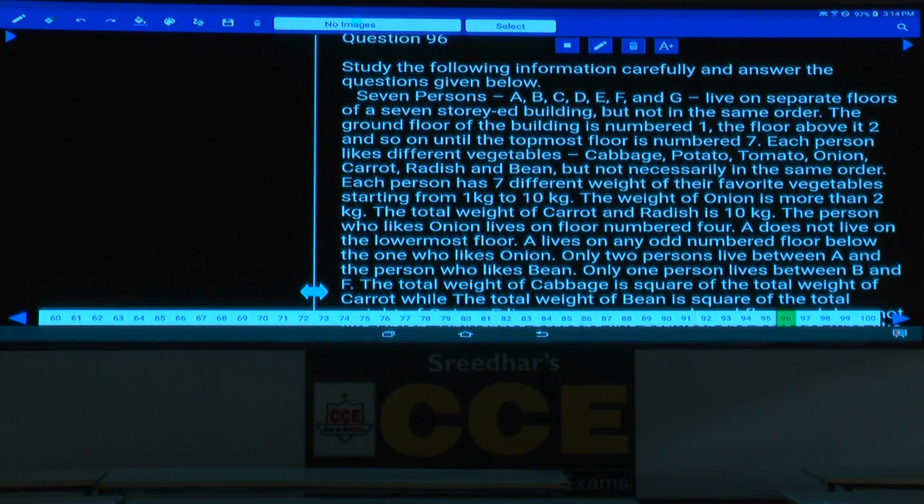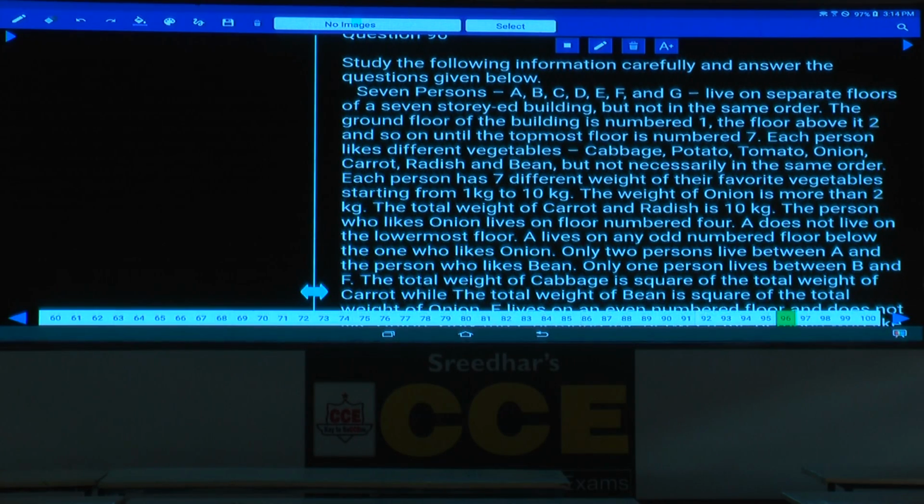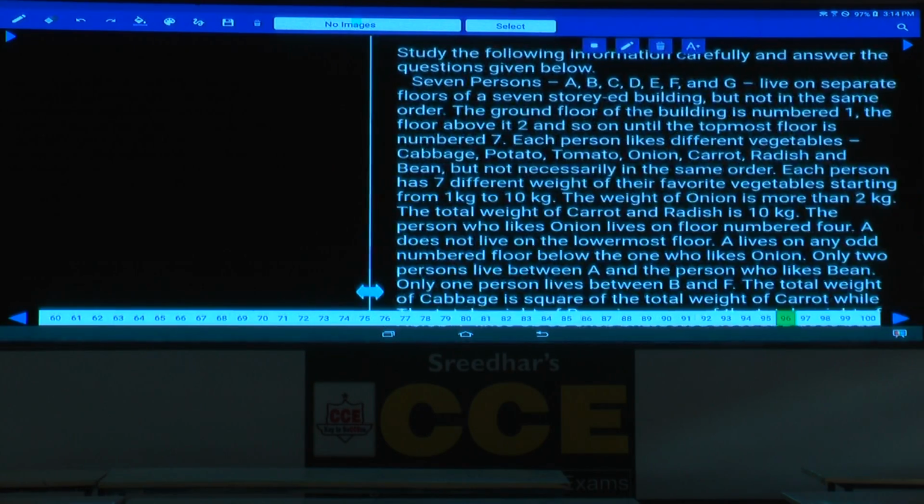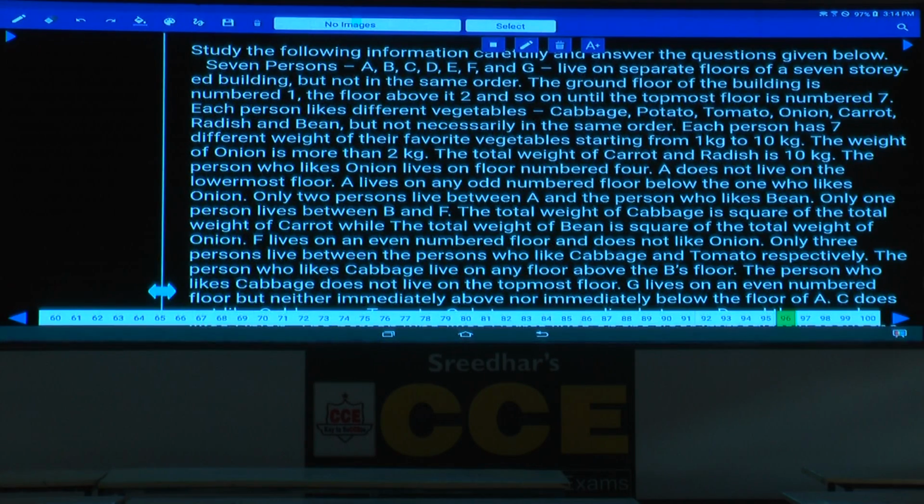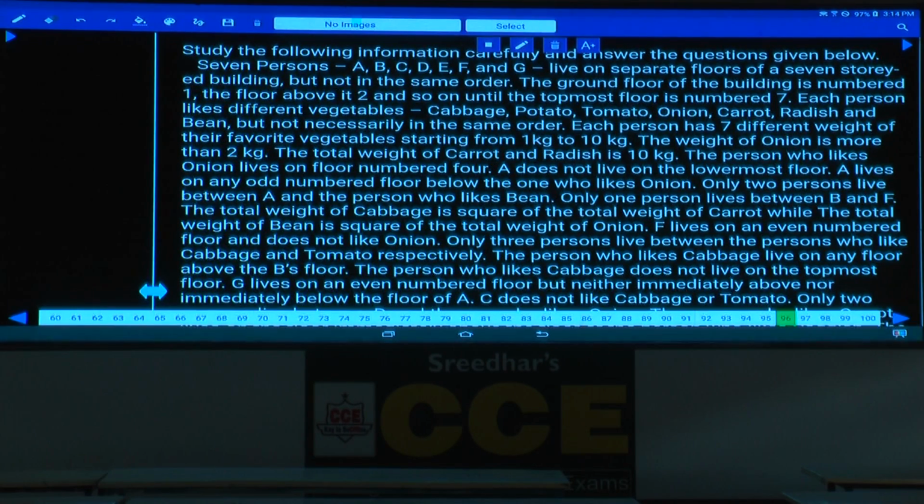Then 96 to 100. Now in question numbers 96 to 100, what is the information given here? 7 persons A, B, C, D, E, F and G live on separate floors of a 7-storied building, but not necessarily in the same order. The ground floor of the building is number 1 and the floor above it is number 2 and so on until the topmost floor is number 7.